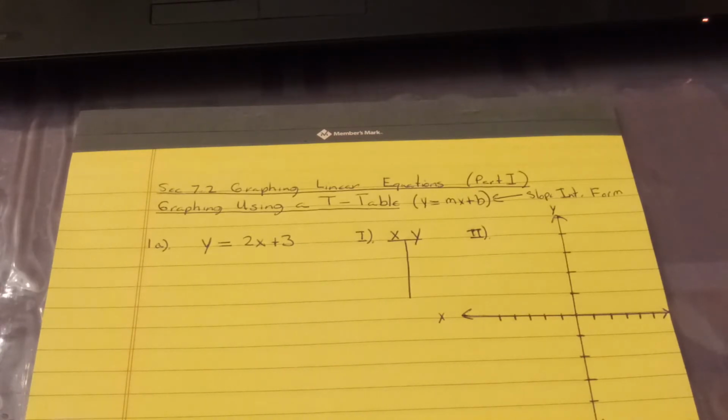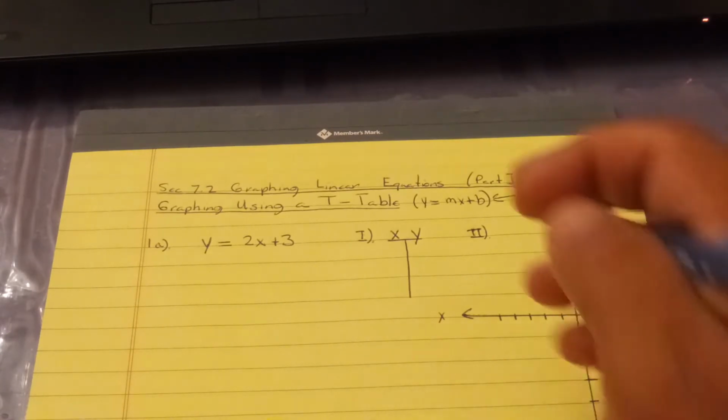In MyMathLab, they're going to give you certain points. It could either be x or it could be y. It doesn't really matter, as long as you have the ability to solve for the other variable, whether it's x or y. For example, let's say we choose x being 0.